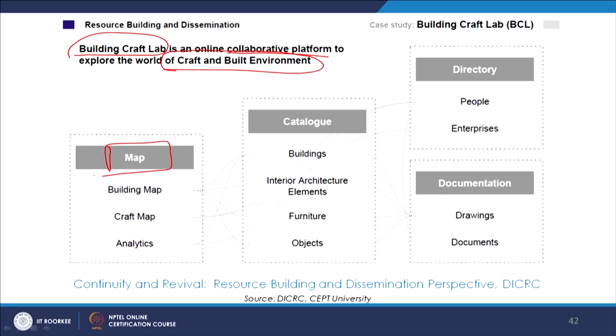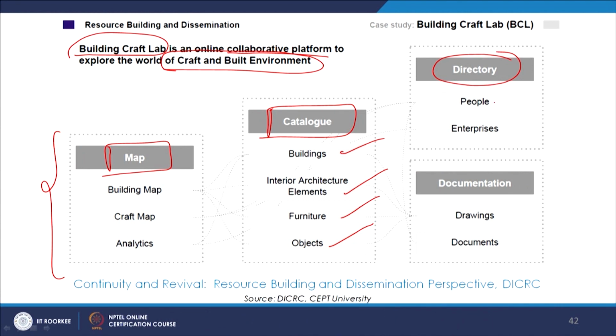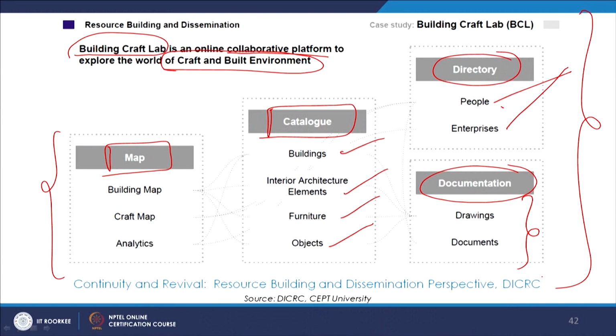So there is a mapping part, then there is a cataloging part. All the catalogs that we were seeing in the international context, they have tried to do something like that for the Indian scenario, and it's very significant. All these elements in buildings have been documented, and then there is a creation of a directory which has information on people and enterprises, and then there is a documentation part, and then this entire resource hub is open to all and it is accessible. That's the most important part, which is the takeaway from here.